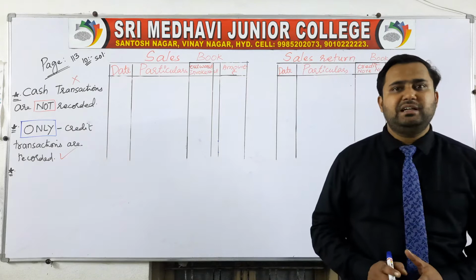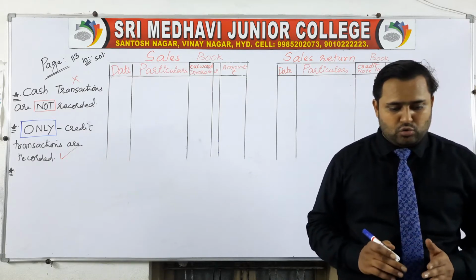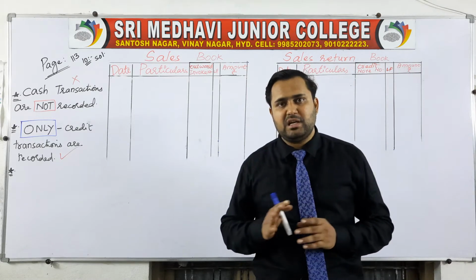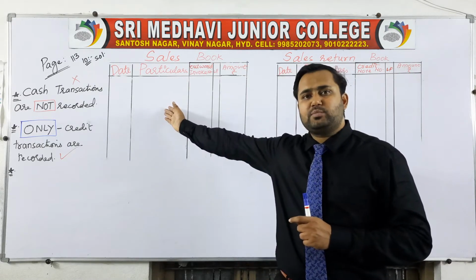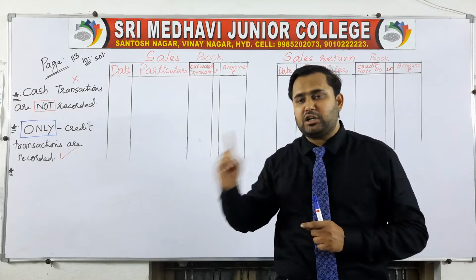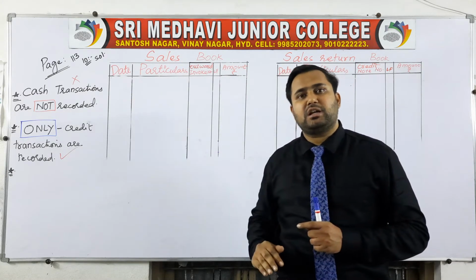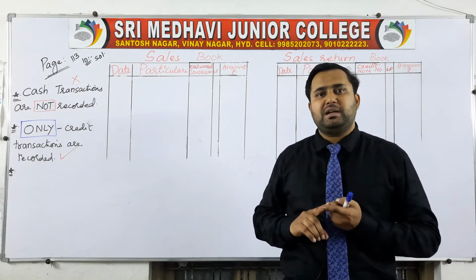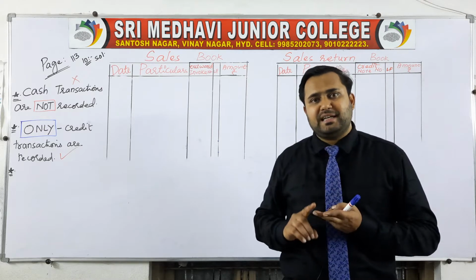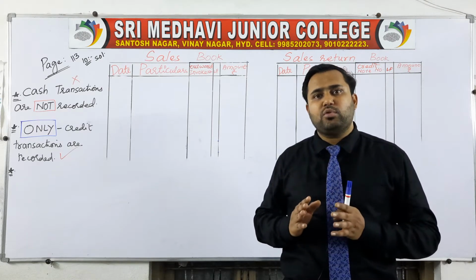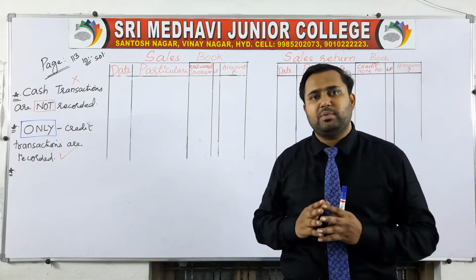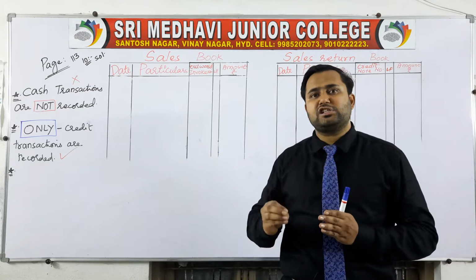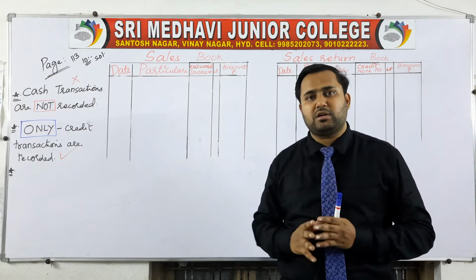On 1st September 2018, sold goods to Satyam. The transactions which are related to sales are going to be recorded in the sales book. Only credit transactions are recorded. No cash transactions are recorded in any subsidiary books such as purchase book, purchase return book, sales return book. Out of these 4 books, no cash transaction is going to be recorded. Only credit transactions are recorded according to their book.